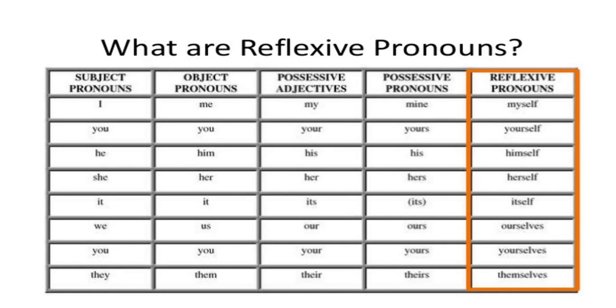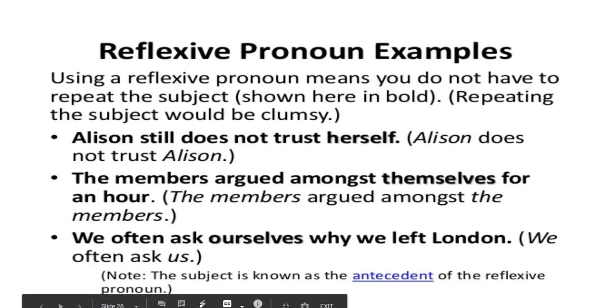See, again I am projecting the chart: subject, object, possessive adjectives, possessive pronouns and reflexive pronouns. Using a reflexive pronoun means you do not have to repeat the subject. The members argued amongst themselves for an hour. We often ask ourselves why we left London.